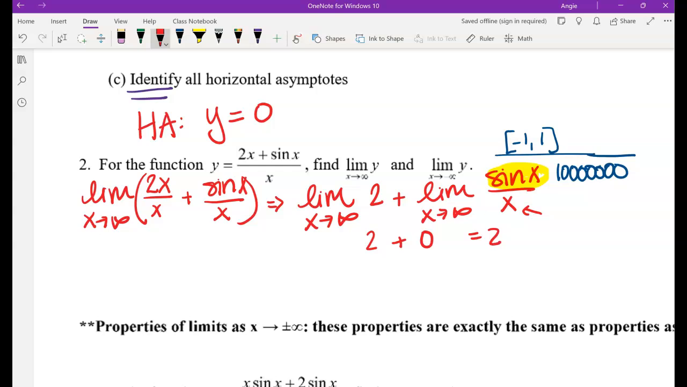Well, that's a b value. That's a real number. So right now we do know that we have 1 HA. Okay, let's do the left-hand infinity there.